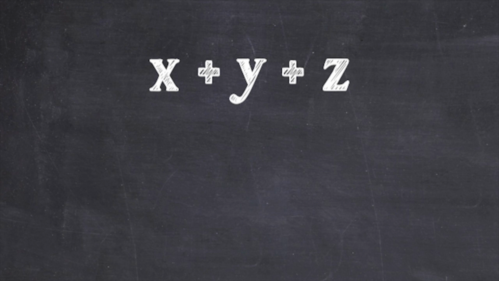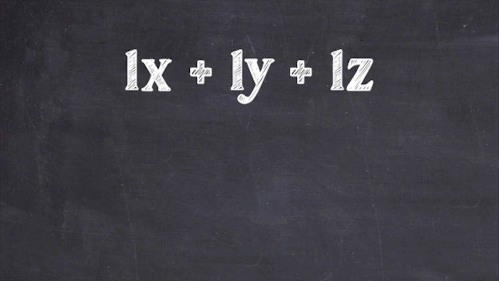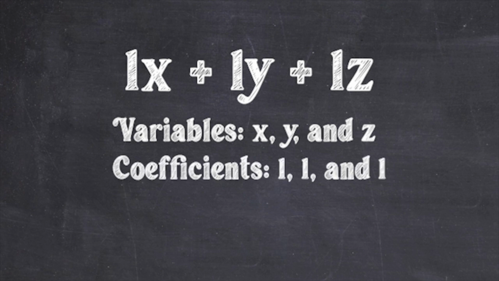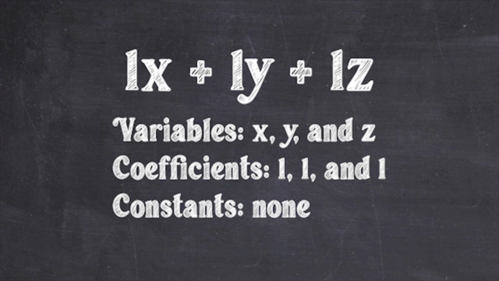There are 3 terms in this algebraic expression separated by 2 plus signs. Note that there are 3 different variables present, x, y, and z. Unlike the previous examples, these variables are not multiplied by any number other than 1. So, the coefficient for each variable would be 1. There are no individual numbers present, so there are no constants. Therefore, the parts of this algebraic expression are variable x, y, z, coefficient 1, 1, 1, constant, none.